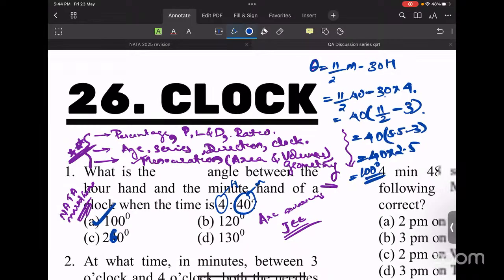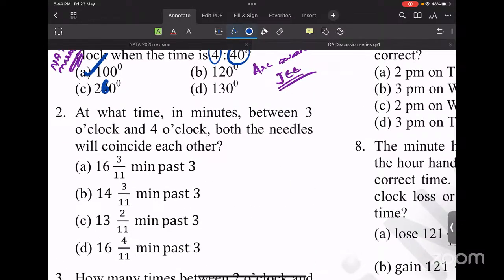One more question from the clock, and this question is a little bit of a variety. Now you guys can solve it. The same equation we need to use. At what time in minutes between 3 o'clock and 4 o'clock will both of the needles coincide? Coinciding means one over the other. At 12 o'clock you can find the same.